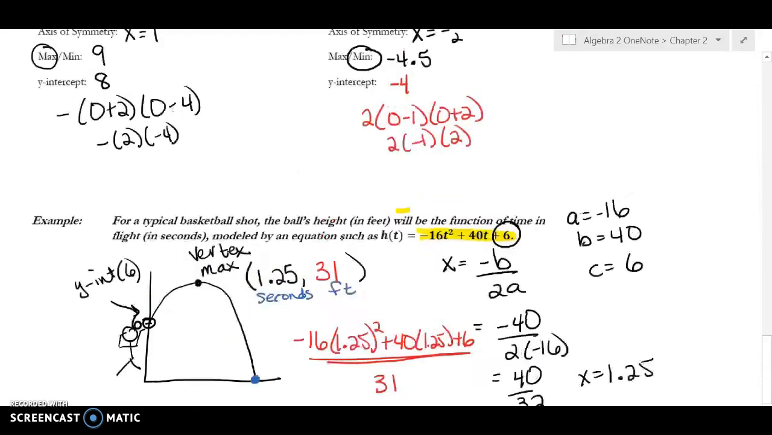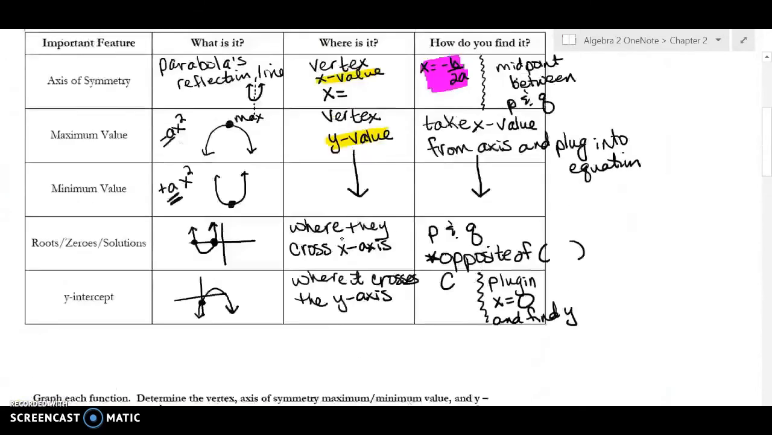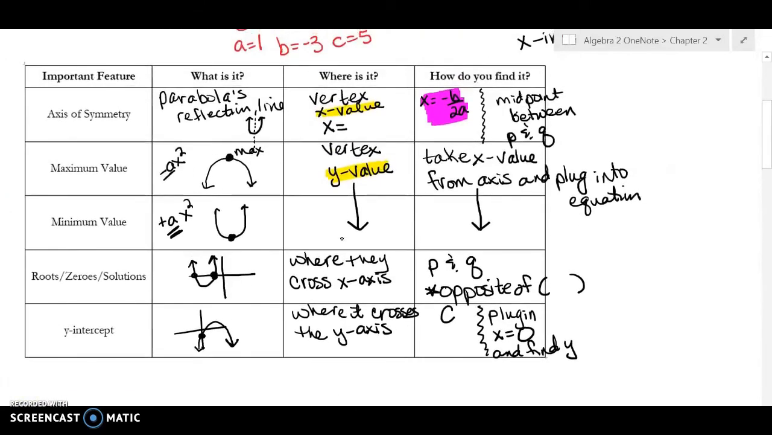So when you're doing all these different types of graphs, it's going to be important for you to remember to look at this table. This table should be helpful to help you find where you find all these pieces, because it is important to understand where these pieces are so that you're able to graph it.